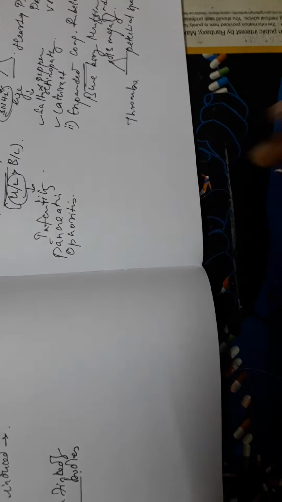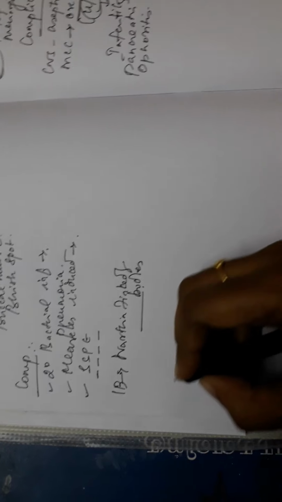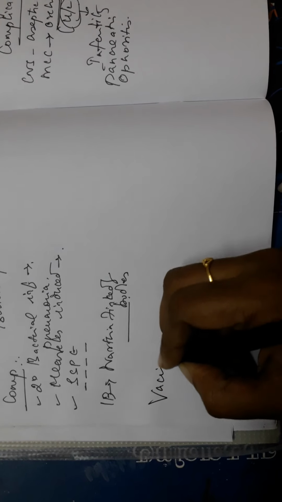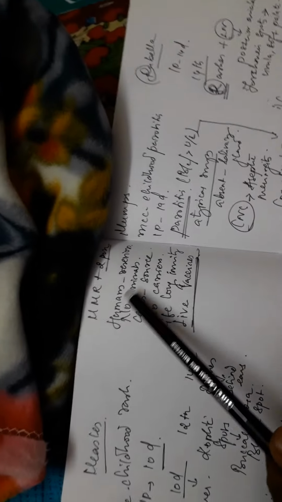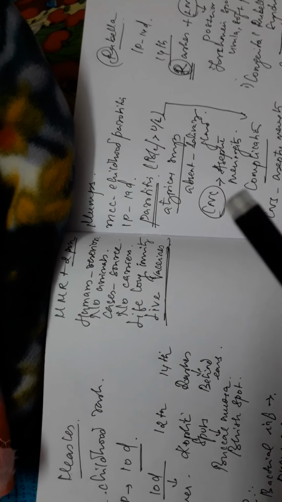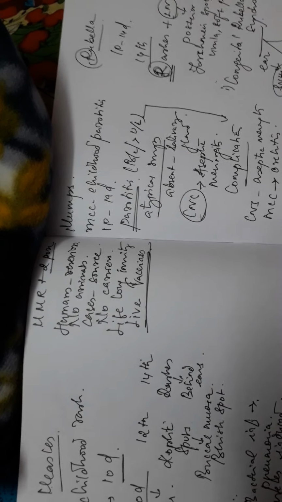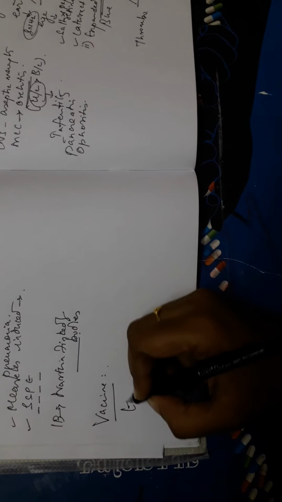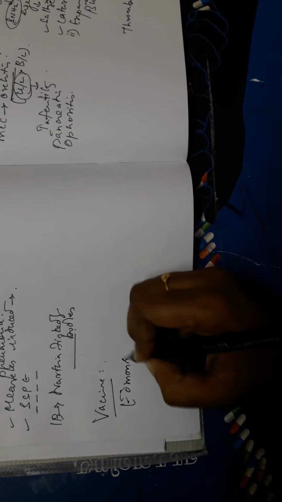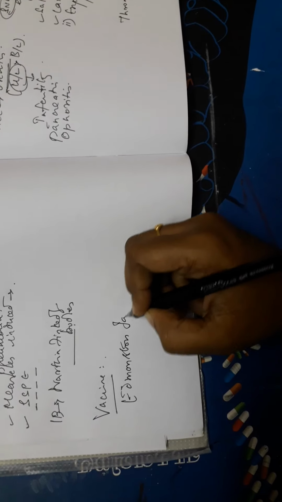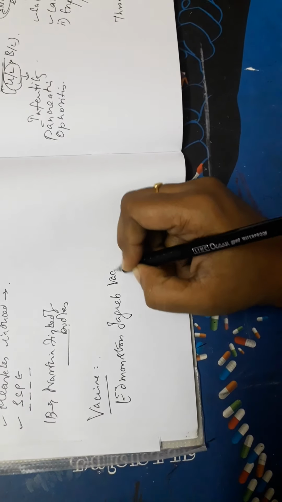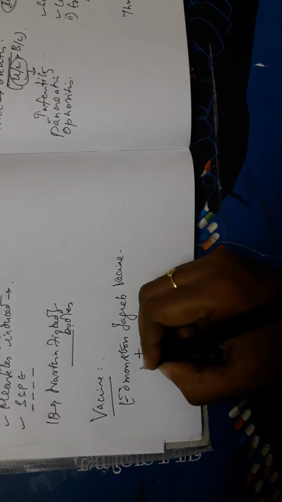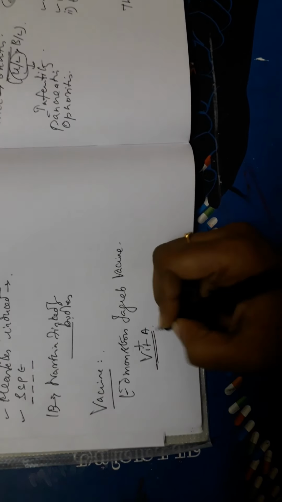Okay, next coming to the vaccine part. As I said already, they all require live attenuated vaccines, which means they are contraindicated in some immunocompromised patients. As it is a live vaccine, it can turn virulent anytime. So here the name of the vaccine is the Edmonston Zagreb vaccine. Along with this, vitamin A can be given.